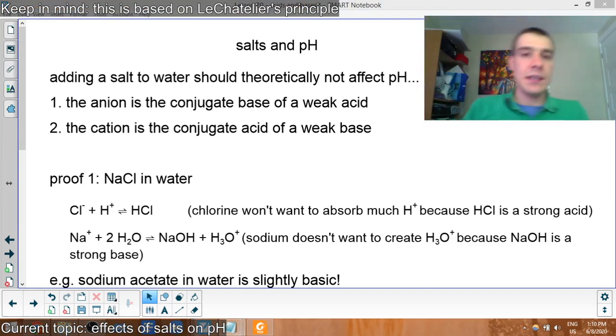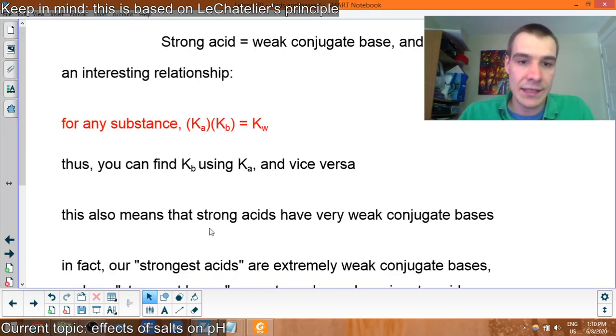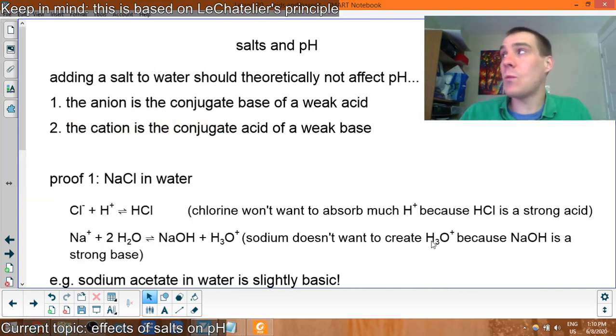And it's easiest to explain this stuff when we talk about Le Chatelier's principle, because this is based on Le Chatelier's principle. And this is what you have to remember. You have to remember that a strong acid has a weak conjugate base. So if we put just the weak conjugate base in, nothing's really going to happen because it's a weak thing. It doesn't really want to pull in hydrogen from anywhere. And the other thing we have to remember is that water can either give up a hydrogen or pull in a hydrogen.